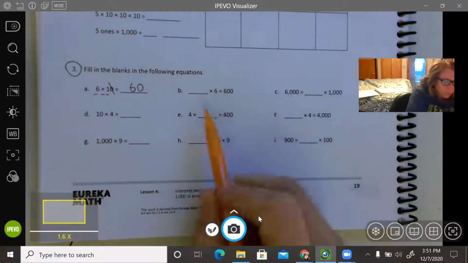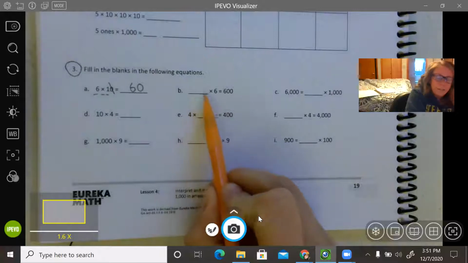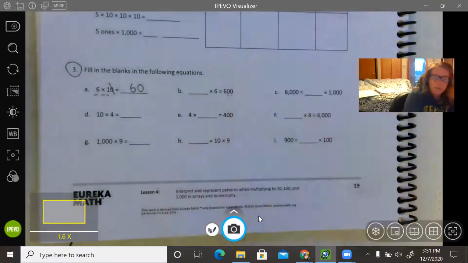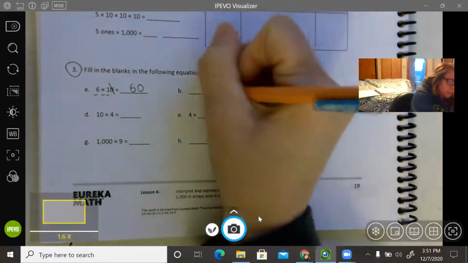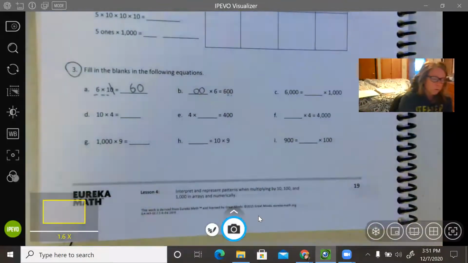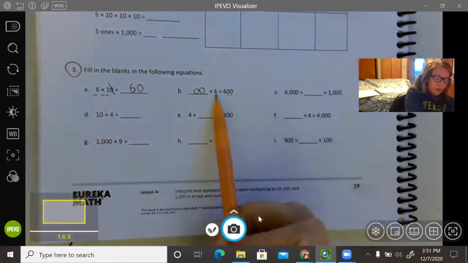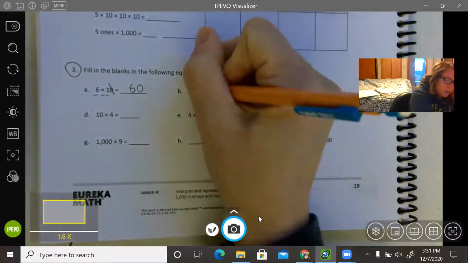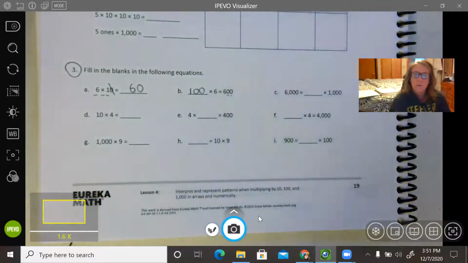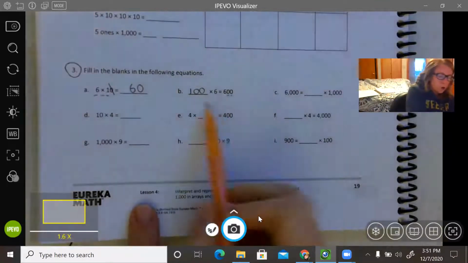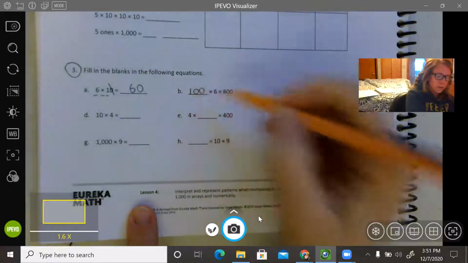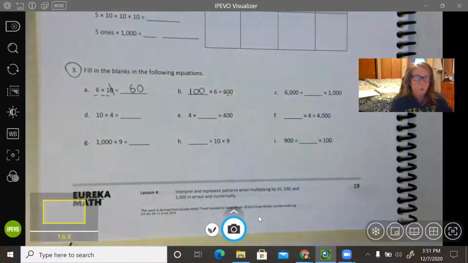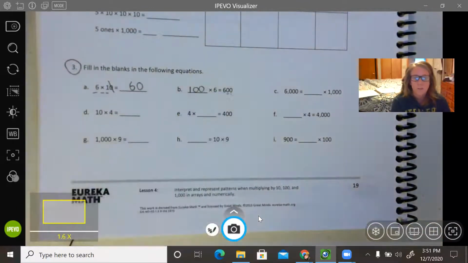Okay, now for this one, we have to think, what times 6 gives us 600? So here we have 2 zeros in our answer. So now we're going to work backwards, and we're going to put 2 zeros as one of our factors. Now, 6 times what will give me 6? And that answer is 6 times 1 equals 6. So if you want to check your work, solve 100 times 6. Take off your zeros. They're in your answer. 1 times 6 equals 6. So 100 times 6 equals 600.